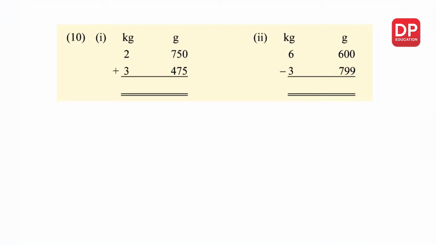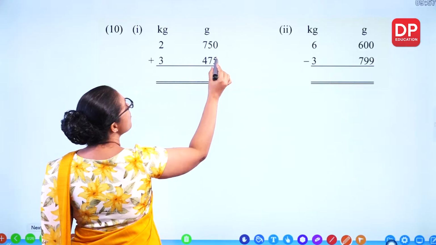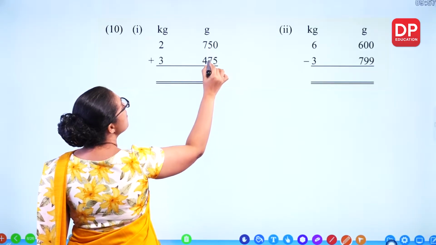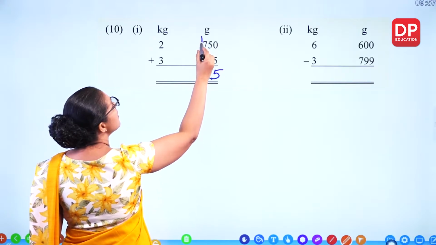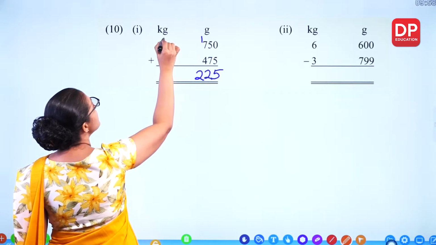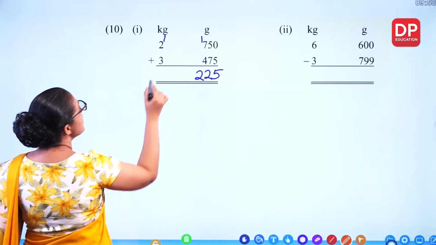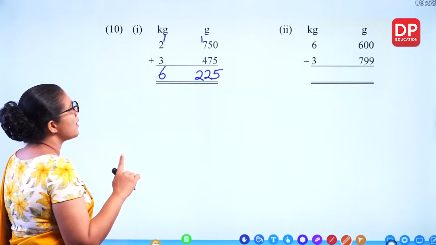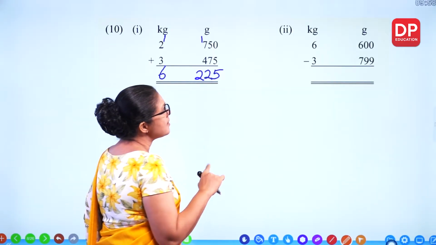This is addition and subtraction. So we'll add it. This one, we can start from right. 0 plus 5 is 5. 5 plus 7, 12. Take 1. 8 plus 4, 12. So you put 2 and take 1 here. 3 plus 3, 6. 2 plus 1, 3. 3 plus 3, 6.